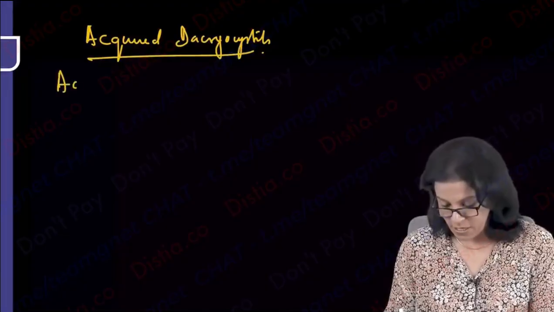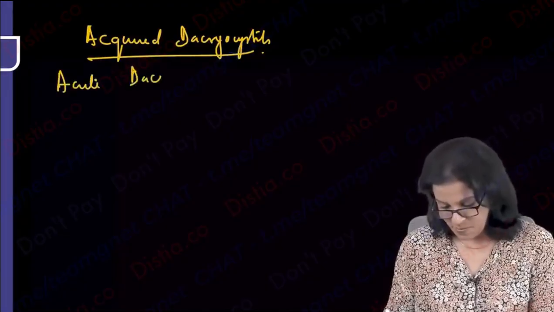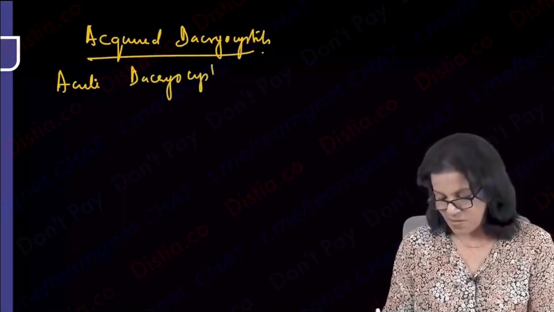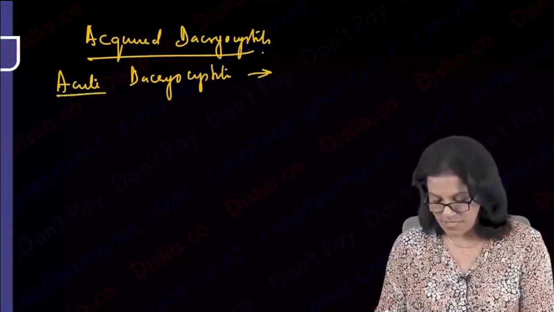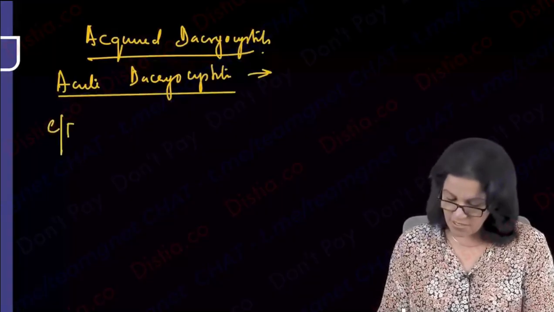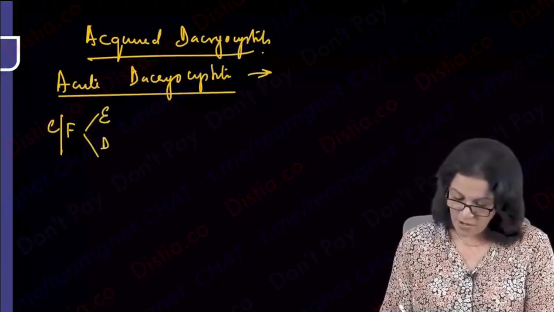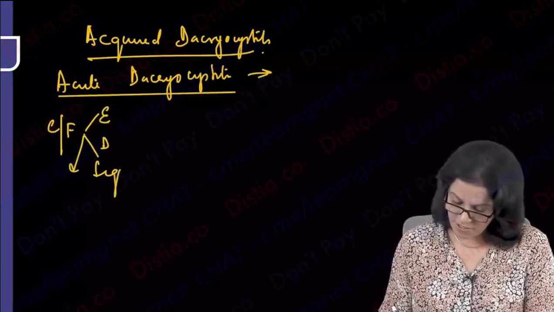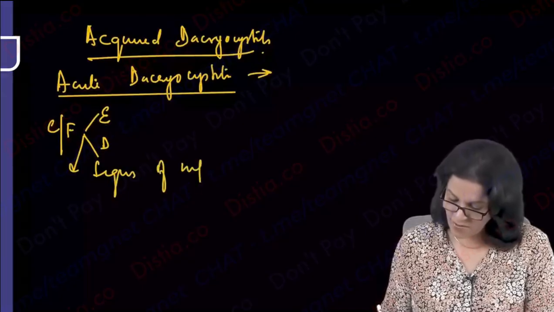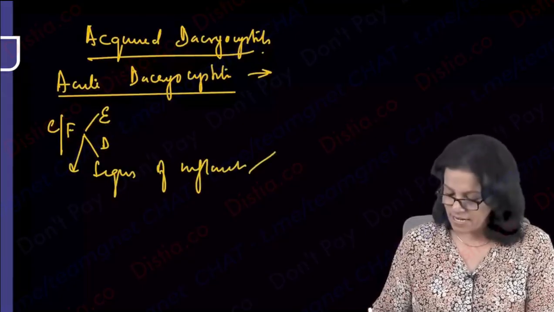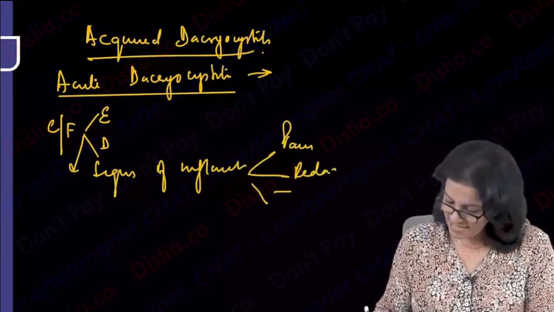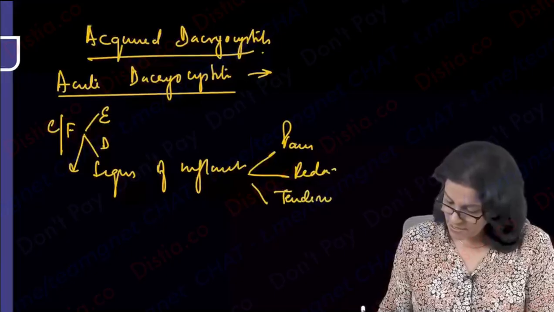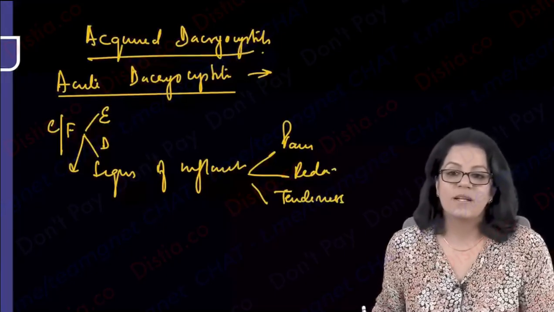First, we will start with acute. Very simple, all of you. It's the simplest chapter, acute dacryocystitis. How will this patient present? Epiphora, discharge is always there, and all signs of inflammation. All signs of inflammation means pain, redness, tenderness. So we are going to get all this.